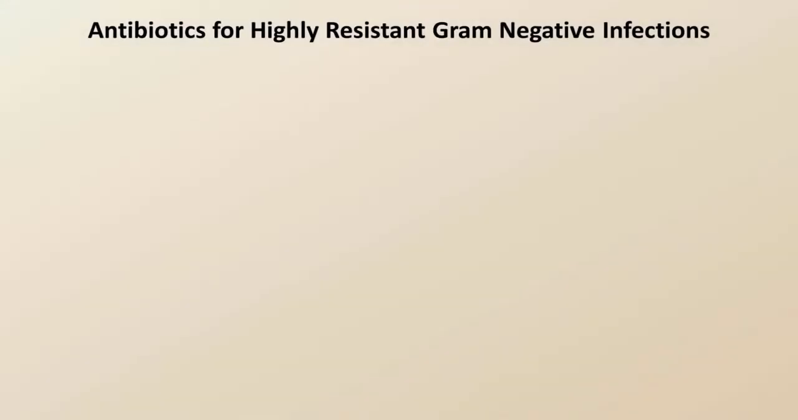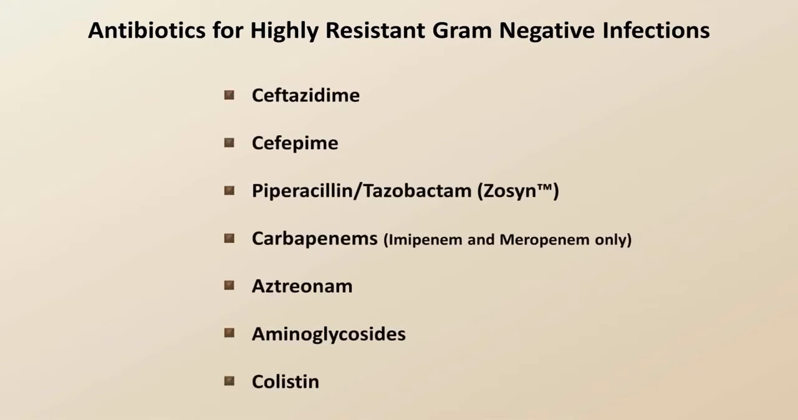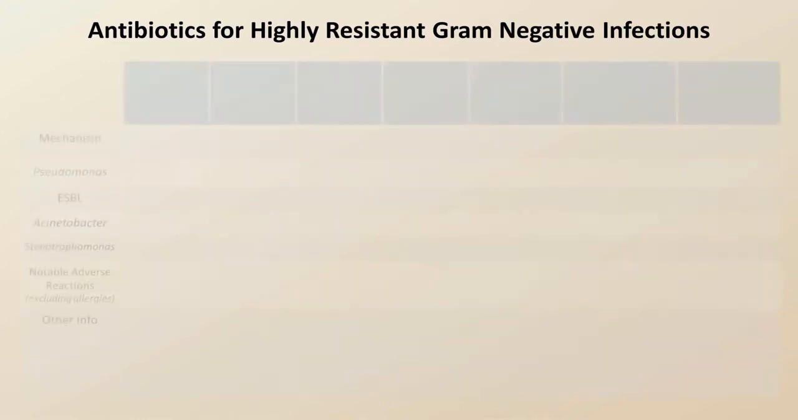Antibiotics to consider when treating one of these highly resistant gram-negative infections include the 3rd generation cephalosporin ceftazidime, cefepime, piperacillin and tazobactam, carbapenems excluding ertapenem, aztreonam, aminoglycosides, and colistin. Let's take a look at these in some more detail.